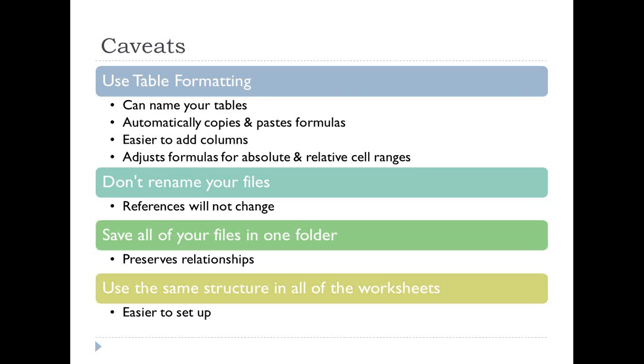Another thing is don't rename your files. Just leave them as is because the references will not change. So if you change a file, if you move a file, and you have a VLOOKUP to that file, it's going to say it can't find it, and you have to change it. Save all your files in one folder, which enables you to preserve the relationships and the VLOOKUPs more easily. And I found it very much easier to use the same basic structure in all of the worksheets, at least as much as possible.